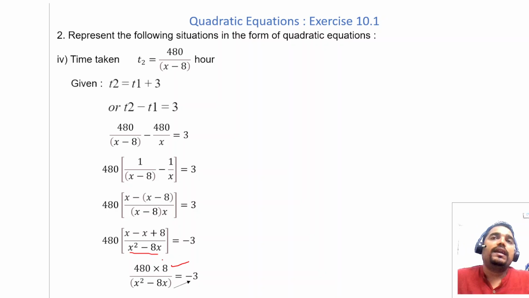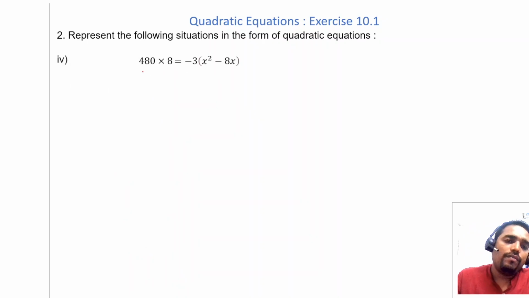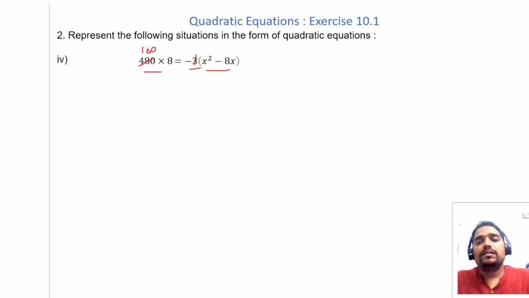Now in order to simplify and get a quadratic equation, let's transpose this denominator towards the RHS. Since it is getting divided in the LHS, in the RHS it would get multiplied to 3. That is, 480 multiplied by 8 equals 3 into x square minus 8x. Now we see that 3 gets simplified. 3 ones are 3, 3 sixes are 18, 3 fours are 12, so 480 becomes 160 times, and 3 would get cancelled on the RHS.